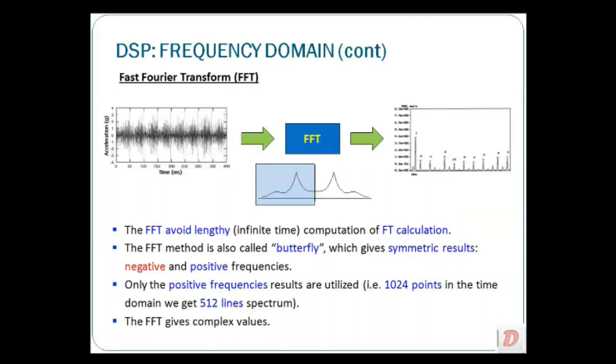This FFT method is also called the butterfly because it only gives half of the results, positive and negative frequencies. You can see that it is a mirror of one set, one part of the frequency components. So you have these negative frequency or positive frequency components, and here you only use the positive frequency components.